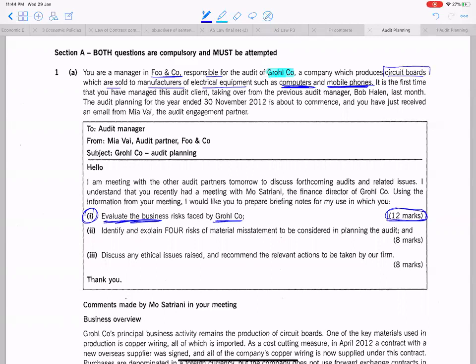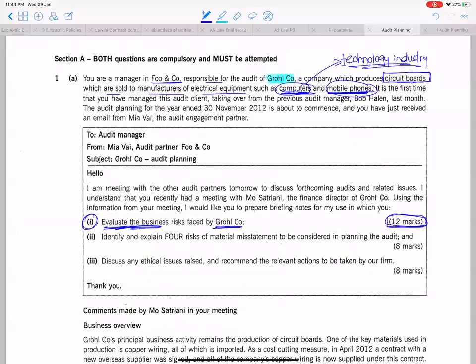Now see, we make circuit boards. These circuit boards are sold to the computers and mobile phone industry. Now you all know that the computer and mobile phone industry is a technology industry. And in the technology industry, there is always an inherent risk, the risk of innovation. Now let's think over the risk.